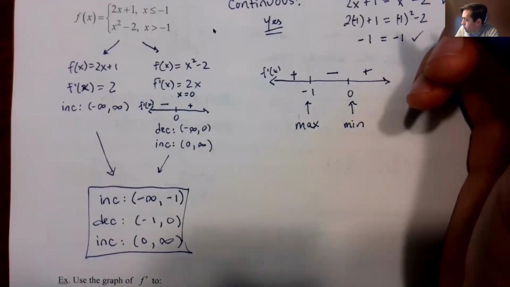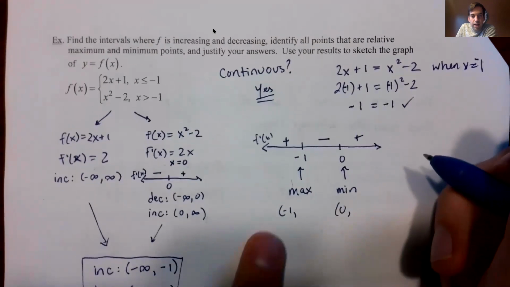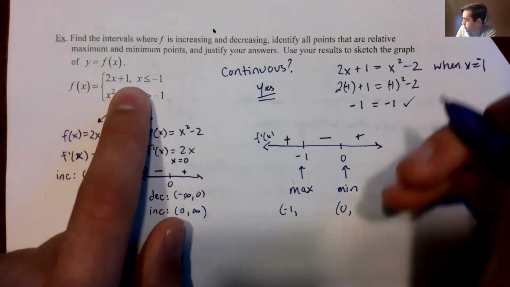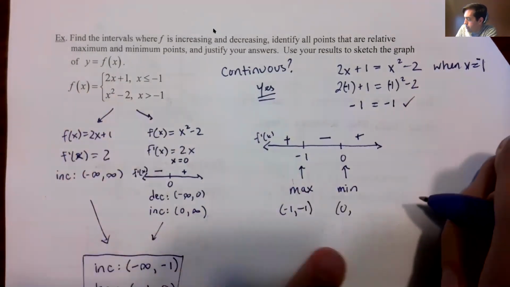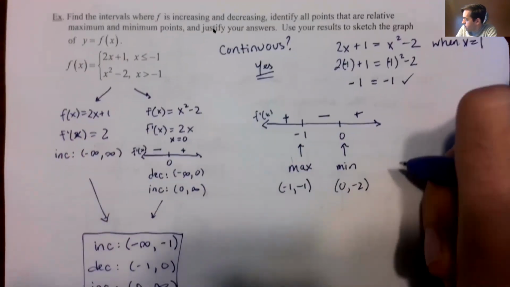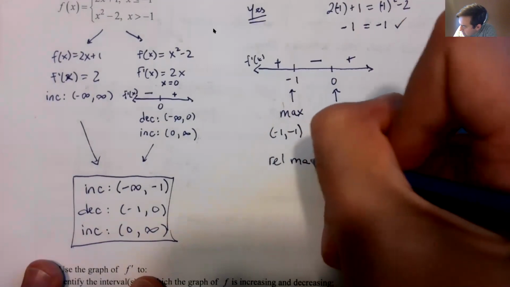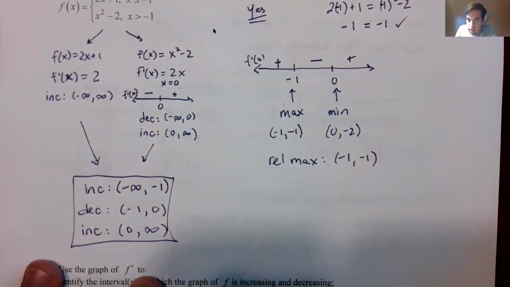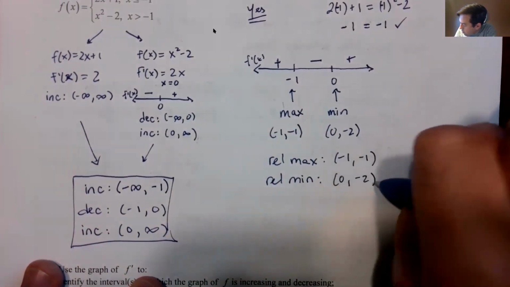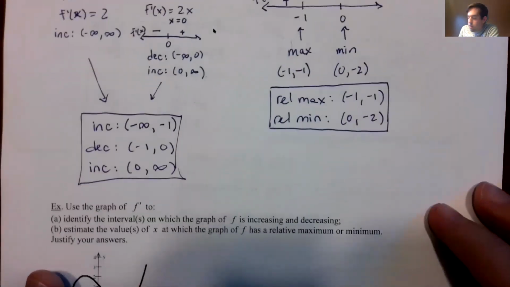So we're going to have to find the y values. So if we plug in -1 up here, it goes in this one. We have 2 times -1 is -2 plus 1 is -1. And if we plug in 0, it goes in this one. 0 minus 2 is -2. So we have a relative max at (-1, -1), and a relative min at (0, -2). So now we're going to try to sketch this.